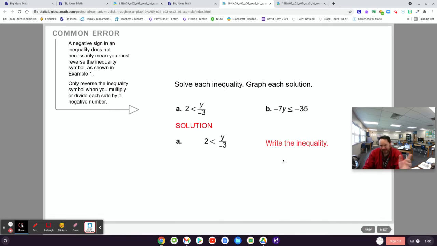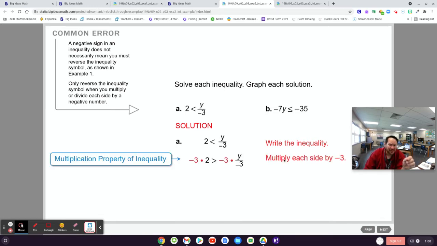Yeah, you want to multiply by negative 3. Here's the thing, though. When you multiply by negative 3, this sign switches. So you got to use the multiplication property of inequality. If you multiply by a negative, you got to switch the alligator around or it's going to be wrong.